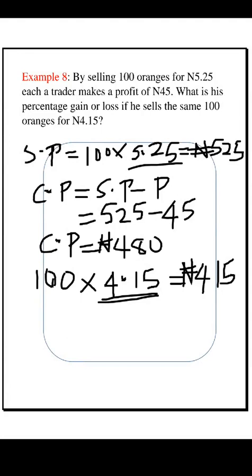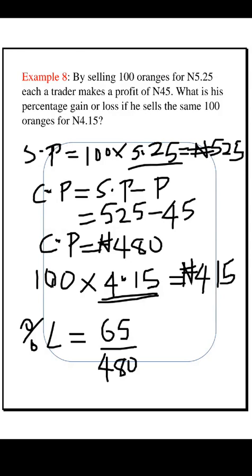So you can now know that it is a loss, because the selling price is less than the cost price, which is 480. So we can get the percentage loss. What we are going to calculate is percentage loss. The difference between selling price and the cost price is 480 minus 415. 480 minus 400, we have 80. 80 minus 10, we have 70. 70 minus 5, we have 65. So we are going to have 65 over the cost price, 480, multiplied by 100.